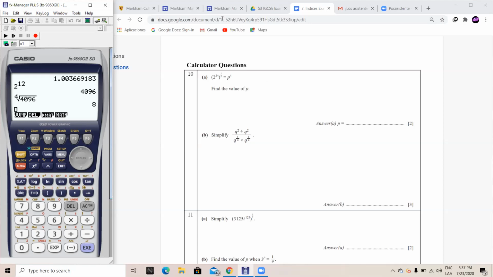So we end up getting 2q squared over q to the power of 1/2. Mateo, are you seeing the whiteboard?